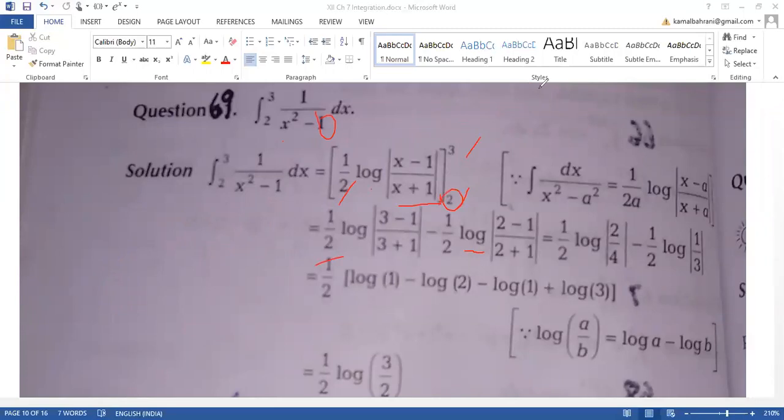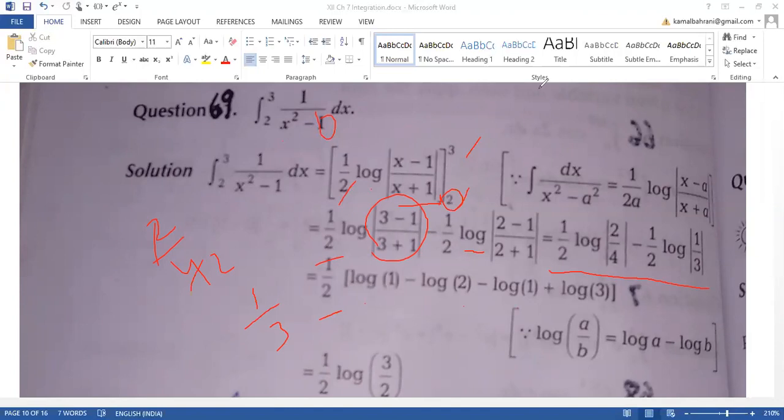Half log of 3 minus 1, which is 2 by 4. This value can be written as 1 by 2, minus half log of 2 minus 1 is 1 upon 3. Clear? That is equal to 1 upon 2. So you can take 1 by 2 common. Now what you can do? Log of 1 by 2 minus log of 1 by 3.